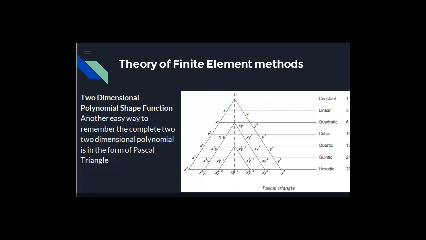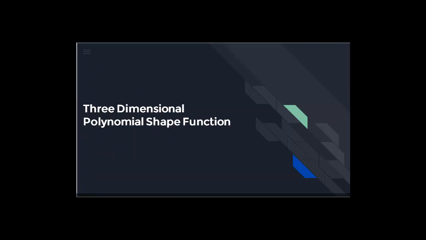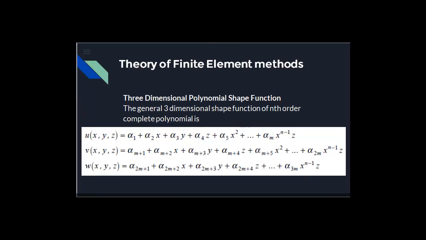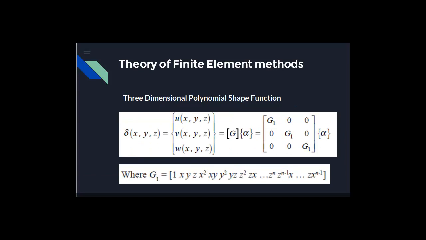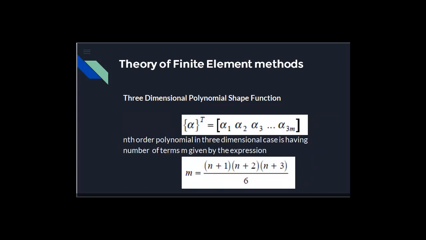Now let us see the three-dimensional polynomial shape function. Let us consider the general three-dimensional shape function for an nth order complete polynomial. The nth order complete polynomial is given as u, v, w, and the corresponding equations are displayed here. The three-dimensional shape functions in terms of alpha and G are given here, where G takes the values 1, x, y, z, x square up to z to the power of n minus 1. The alpha transpose is given as alpha 1, alpha 2, alpha 3 up to alpha 3m.